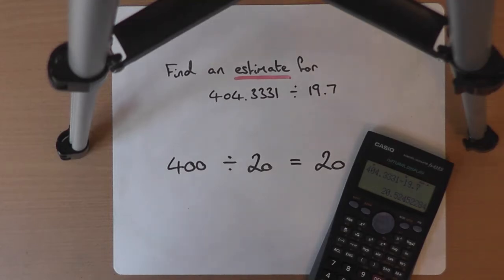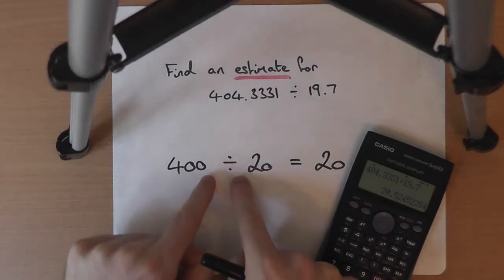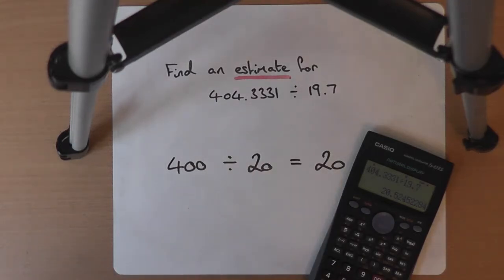Questions like this, find an estimate for type questions, are generally 2 marks, maybe 3, depending on the actual bit of working out that you've got to do. Your first mark will come from having sensible numbers that you've written for your estimate. So either the 400 or the 20 would probably net you a mark. The second and final mark will come from actually doing this nice simple question that we've now rewritten and getting the 20 as a final answer.